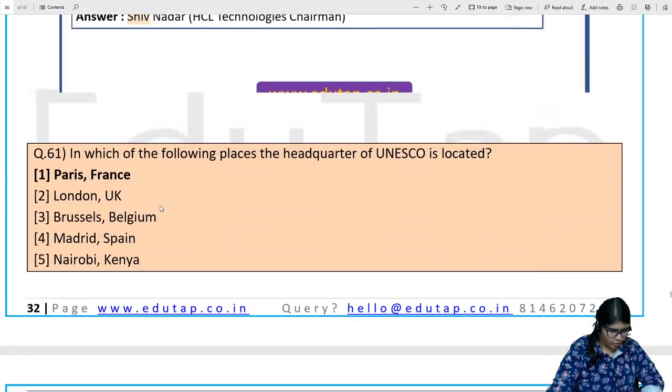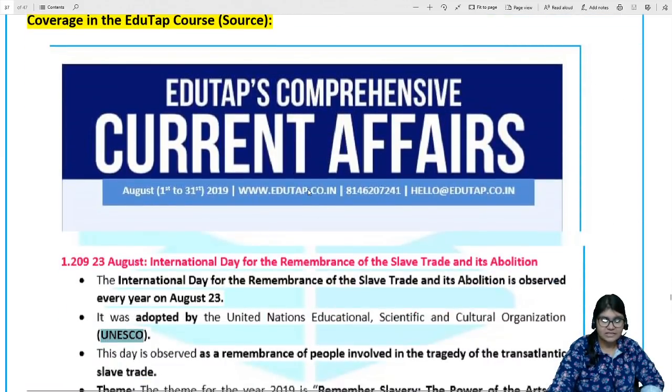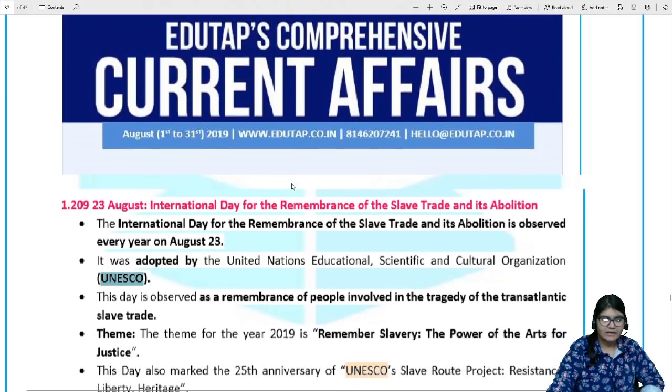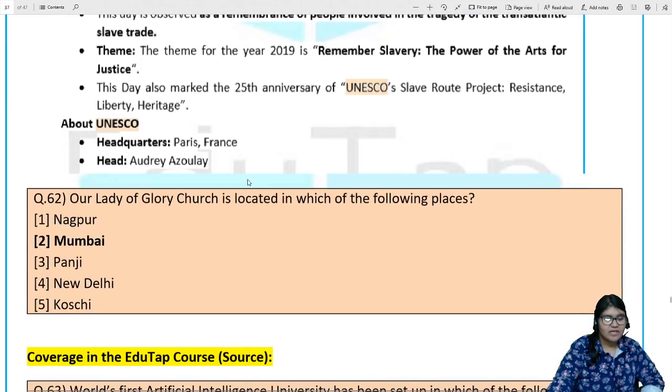Next, in which of the following places is the headquarters of UNESCO located? Answer is Paris, France. Here again, in August there was news regarding that. Whenever there is news coverage, we also tend to give you some information related to its static part, because that can be a potential source of question in the paper. That is what we have done in the magazine.